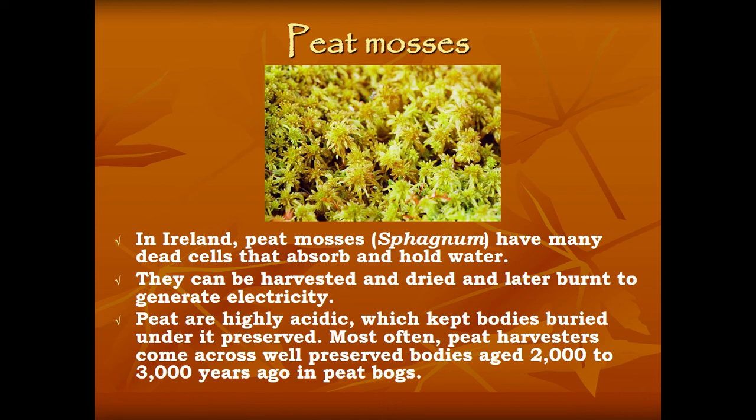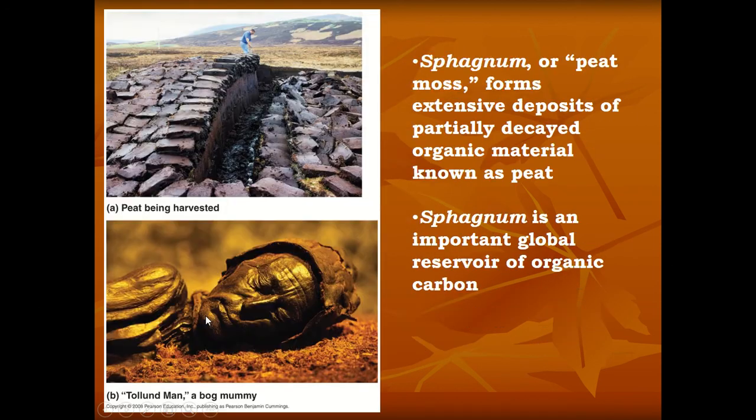Peat is highly acidic, so bodies buried under it are preserved. Most often, peat harvesters come across well preserved bodies aged from 2,000 to 3,000 years ago in peat bogs, as you can see here. The Tollund Man, the one that was preserved by the peat mosses. And as you can see in figure A here, the sphagnum or peat moss will form an extensive deposit of partially decayed organic material known as peat.